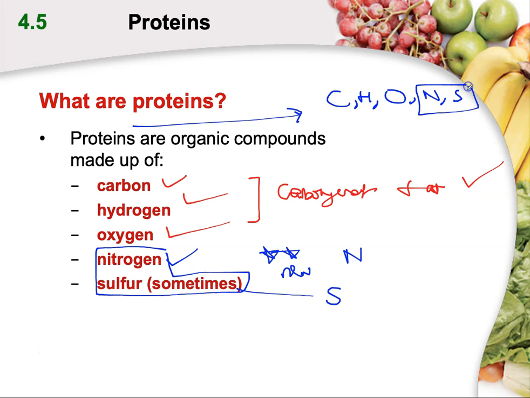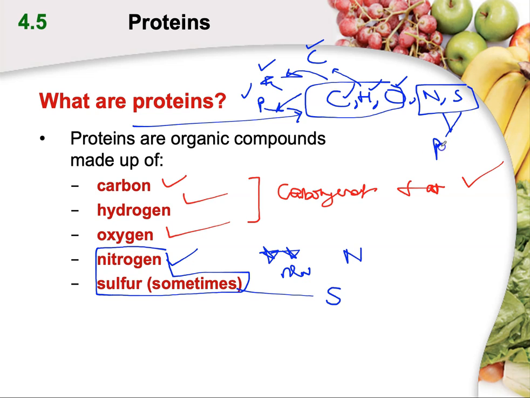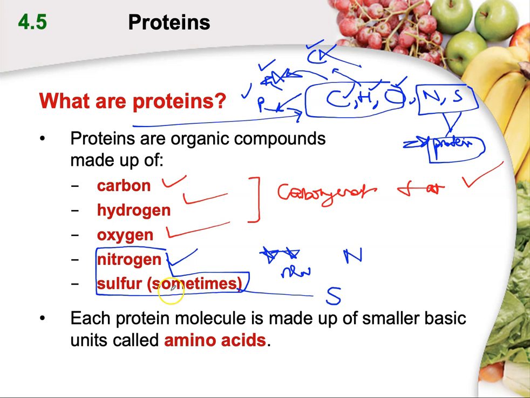Wow. So these are actually new. These are similar inside your carbohydrates and inside your fats. That means your proteins, your fats, and your carbohydrates all share three same elements: carbon, hydrogen, and oxygen. But nitrogen and sulfur are only found in protein. Carbohydrates and fats do not contain nitrogen and sulfur.